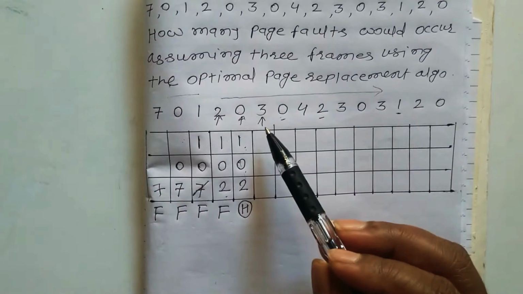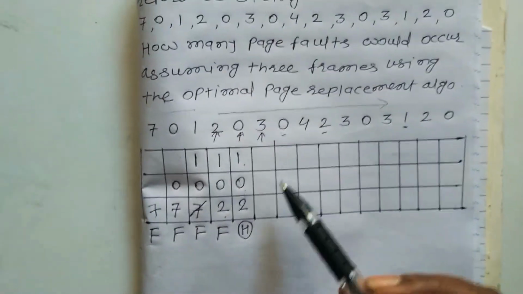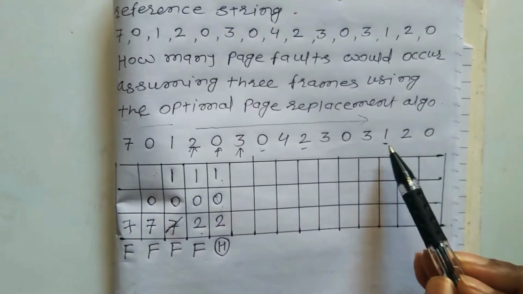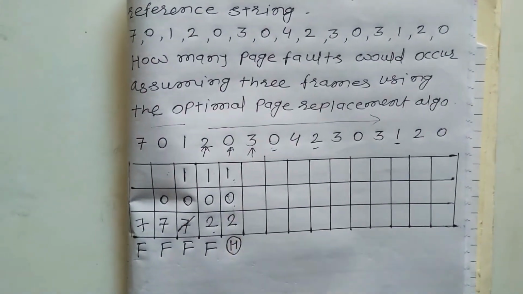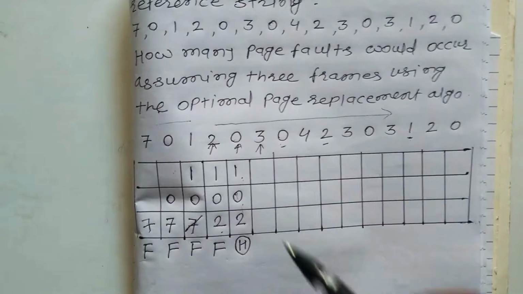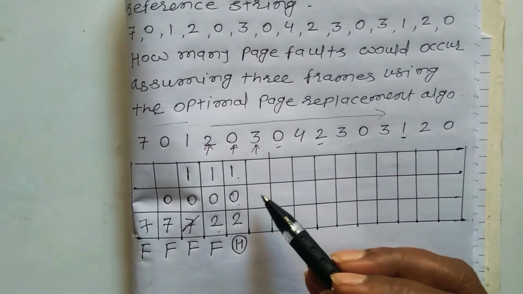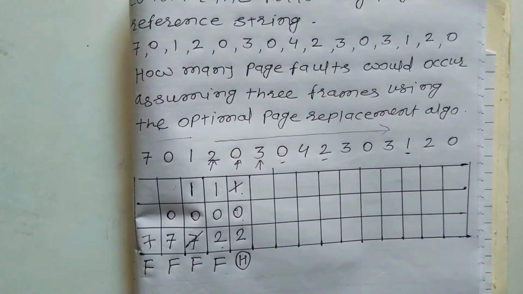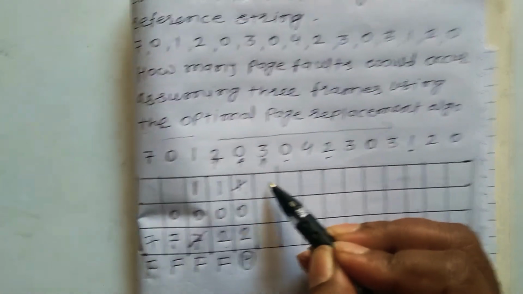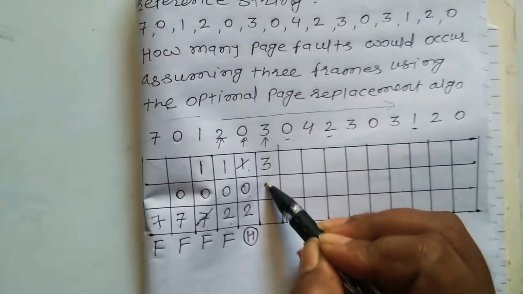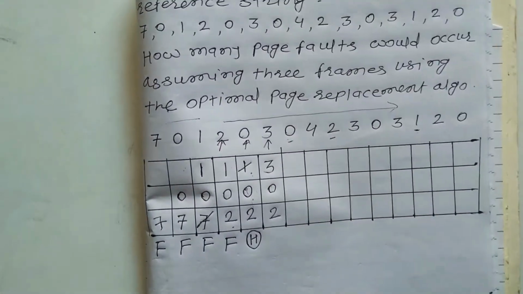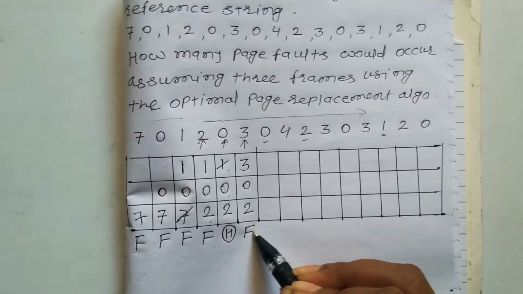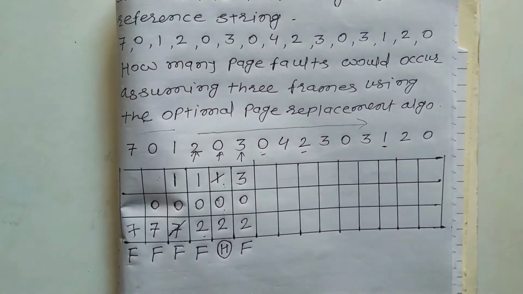If you see 3, 2, 1, the page number 1 is a little bit far as compared to the 0 and 2, correct? So which page will I replace? I will replace this 1 by 3, and the remaining pages are as they are. Since this 3 was not previously in the main memory, this is a page fault.